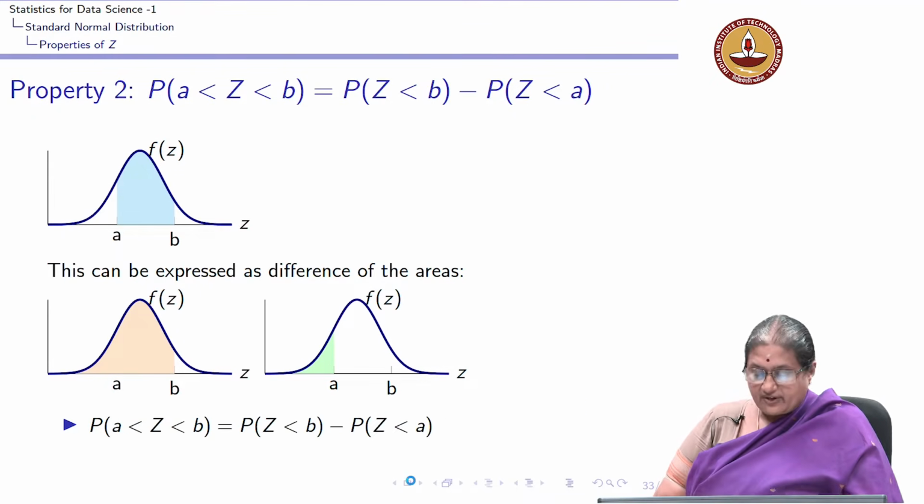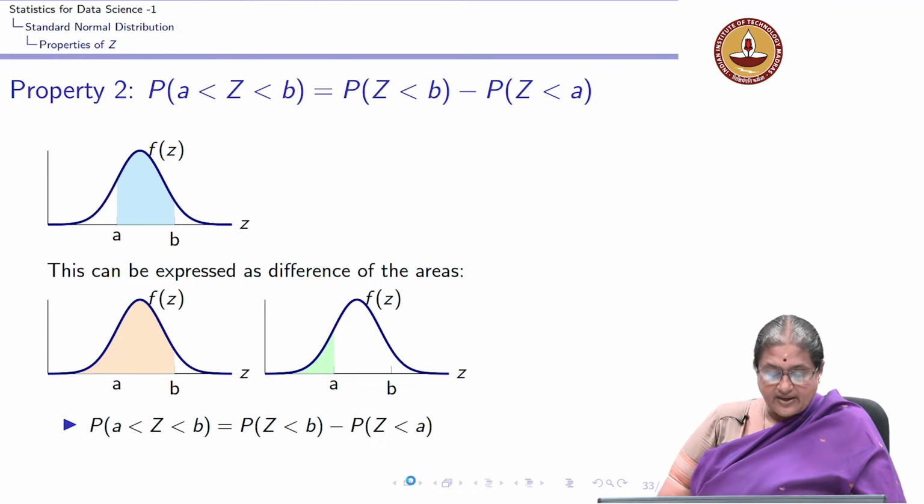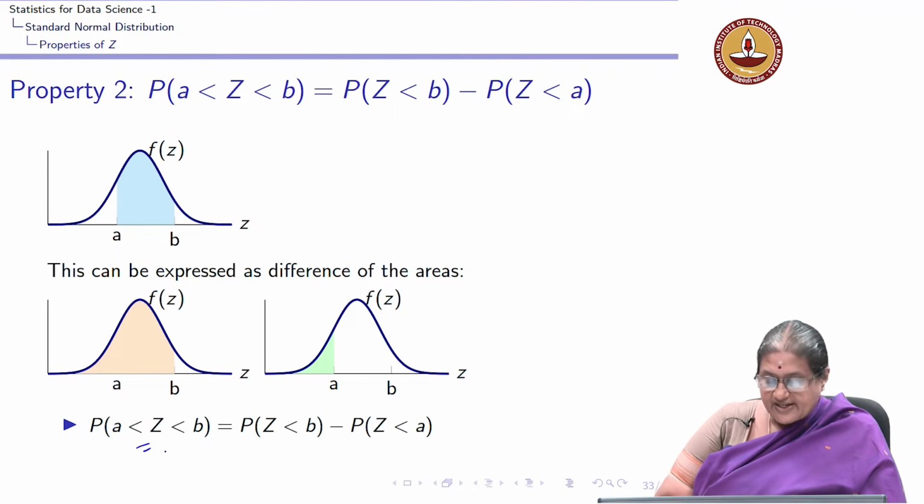So, given any a and b, I can express the probability a is less than z is less than b as probability z is less than b minus probability z is less than a.